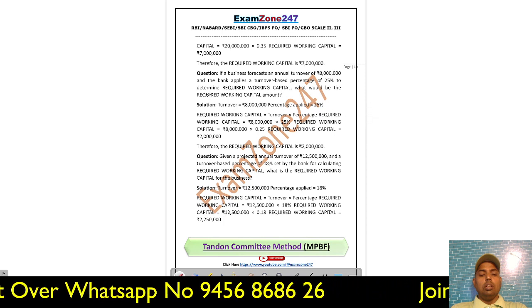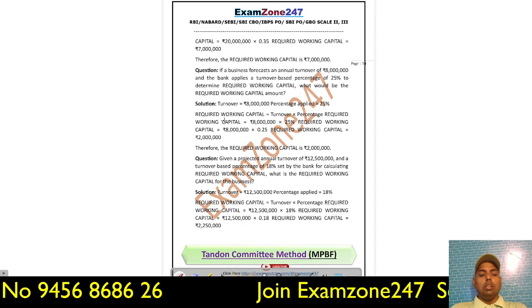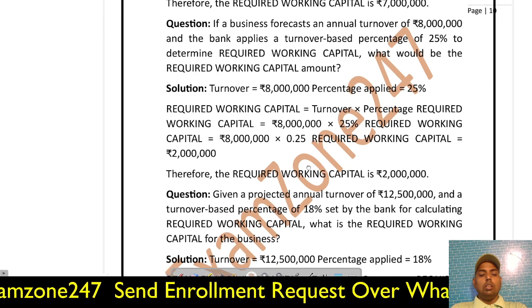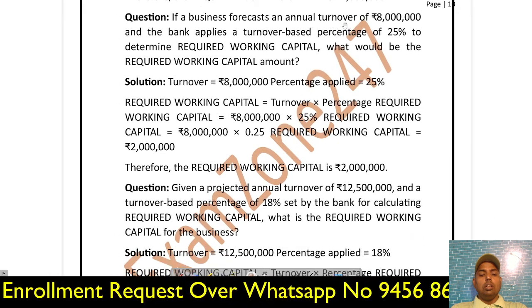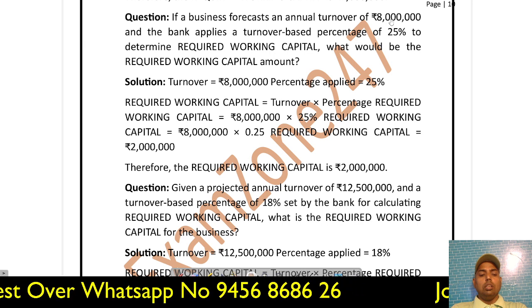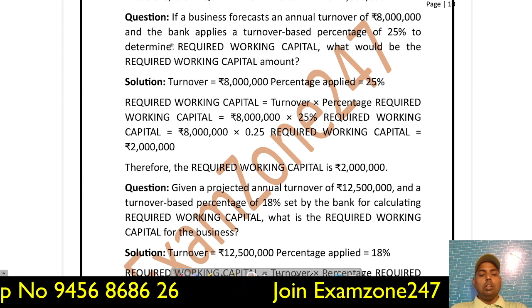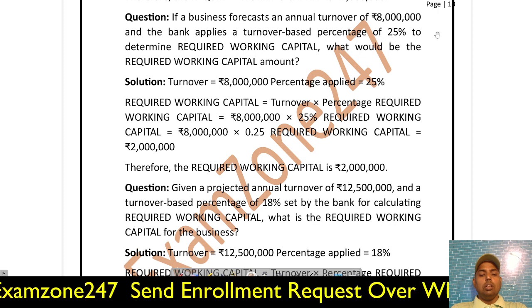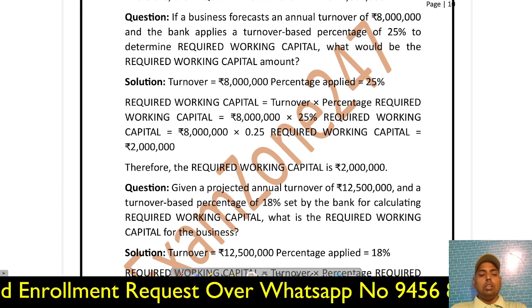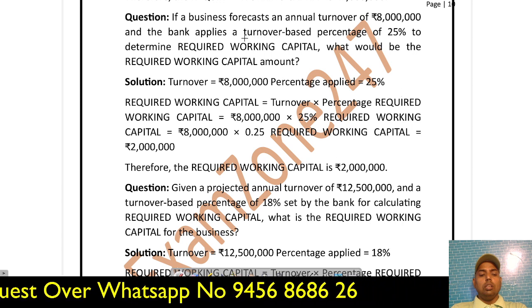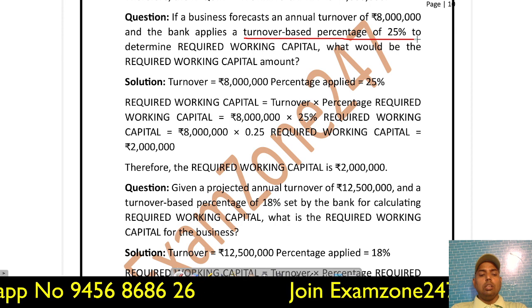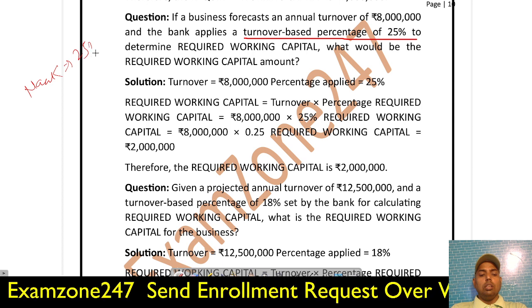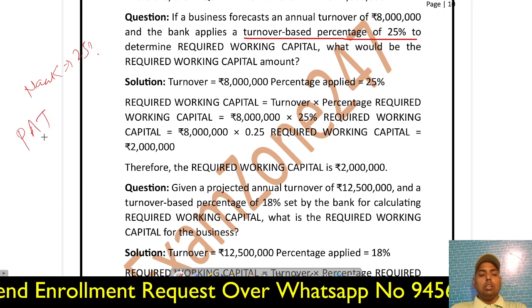Now it seems the last question. If a business forecasts an annual turnover of 80 lakhs and the bank applies a turnover based percentage of 25%. See, a turnover based percentage of 25% is none other than the NAYAK committee, because the NAYAK committee says 25% of projected annual turnover.